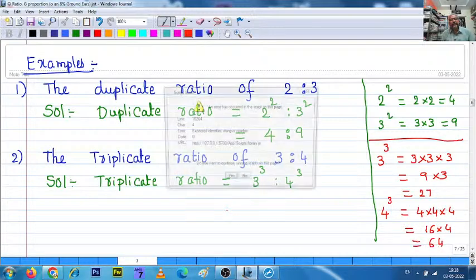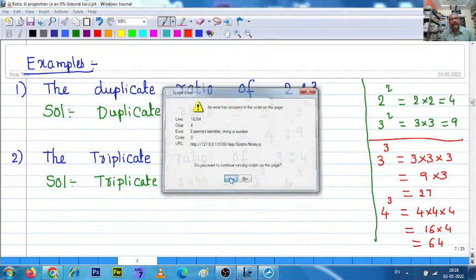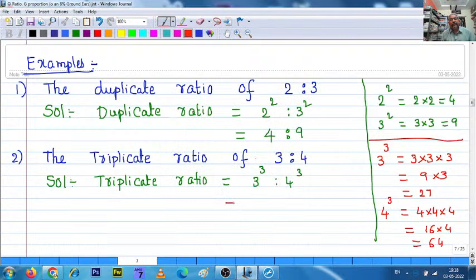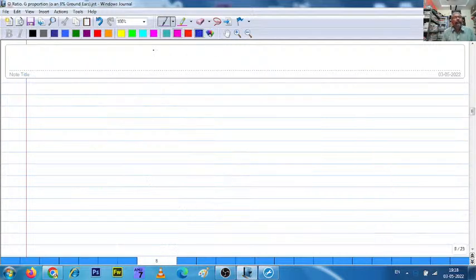Now how do you express? We can write 3 cube is equal to 27 is to 4 cube is equal to 64. So now 3 cube is to 4 cube becomes 27 is to 64, which is the triplicate ratio of 3 is to 4. Am I correct now? Okay, let us move to one more problem.